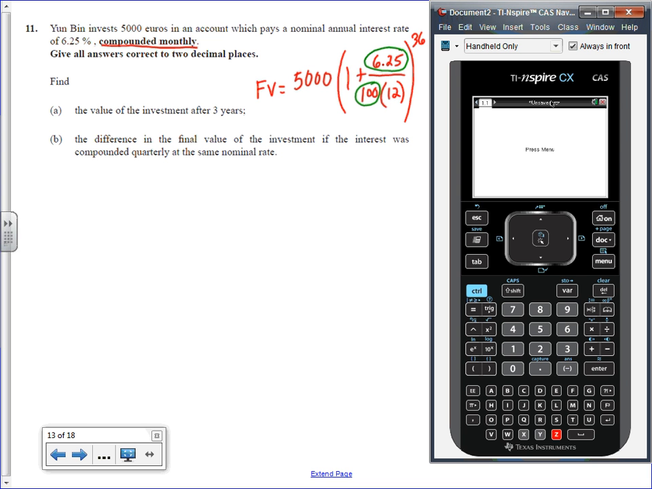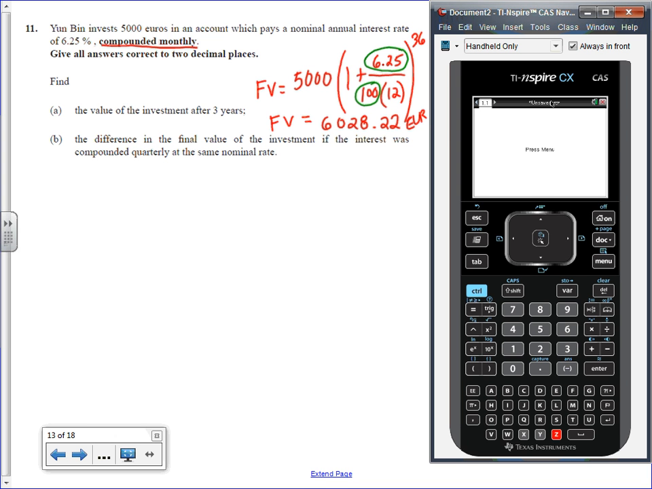So points for just filling in that formula correctly, we'd go to our calculator and evaluate that and figure out that the final value, future value, is 6,028.22. Oh, it's not dollars, sorry, it's euros. So 6,028.22 euros. The other way you could do this is using the financial solver on your calculator.